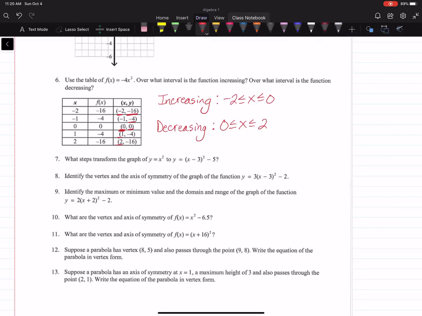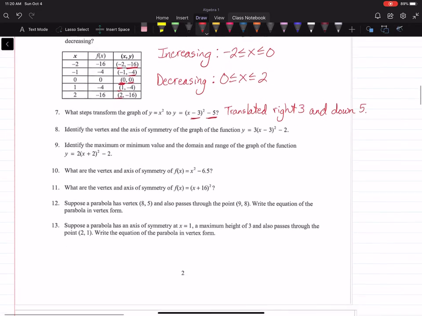Number 7. What steps transform the graph y equals x squared to y equals (x - 3) squared - 5? So this is basically 2 steps. It's translated, and the negative 3 means it's translated right 3, and the negative 5 means it's translated down 5. And that's all there is to that one.